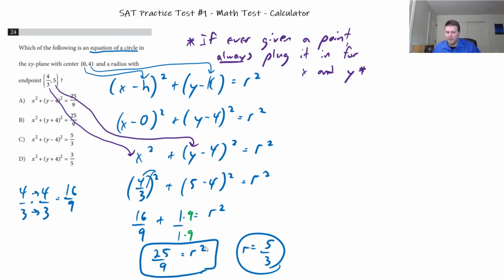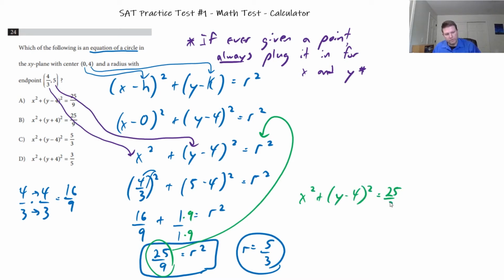But our main objective was to get r squared so we could plug it back into the formula. So take your r squared and plug it back in here, and your final answer is x squared plus y minus 4 squared equals 25 over 9, which is A.